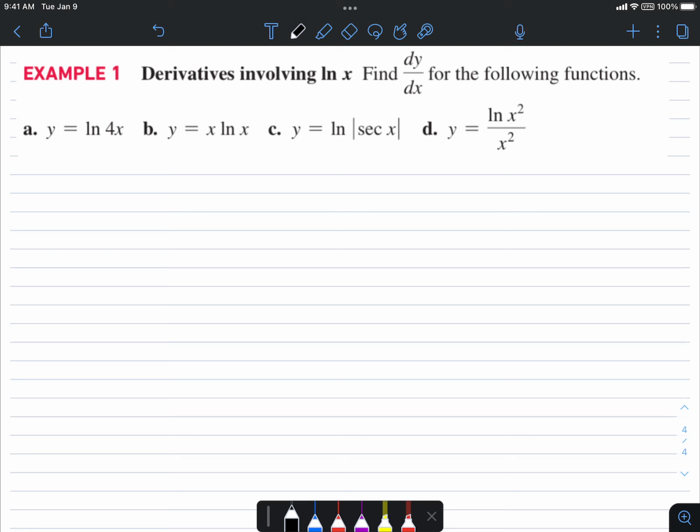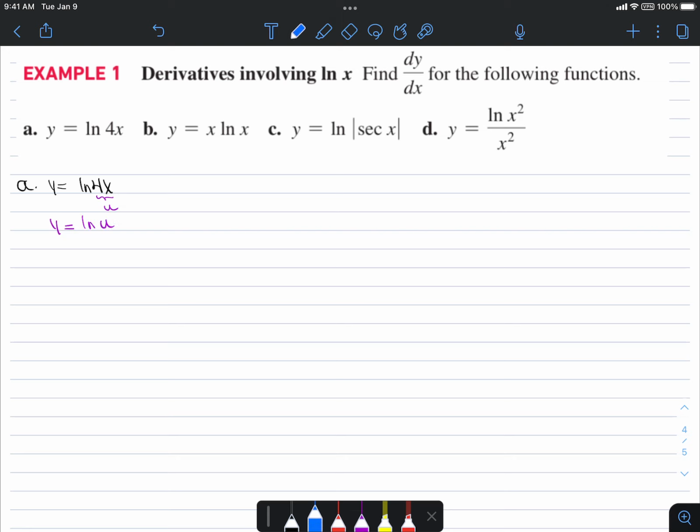Now once you know how to derive y equals ln of x, you can use that to derive a lot of other functions involving the natural logarithm. So let's start with y equals ln of 4x. That's a very easy application. What you do is use the chain rule, call this u, and then y equals ln of u.